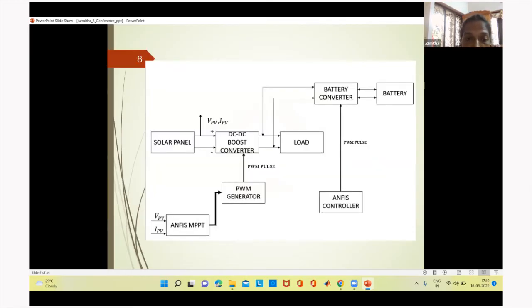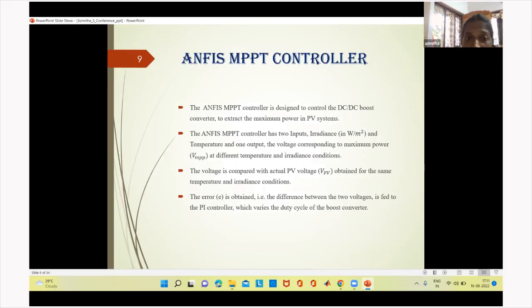Then this is the proposed methodology. Here I'm using a solar panel. From the solar panel, we are obtaining PV voltage and PV current. The obtained PV voltage and PV current are given to the ANFIS MPPT controller. Normally we have many techniques to extract the maximum power. Here I'm using the ANFIS technique with the help of PWM pulses. The obtained PWM pulses are given to the DC-DC boost converter. The boosted power is given to the load. The excess power we have to store in a battery. In order to save the power in the battery, we are using an ANFIS controller to maintain the state of charge.